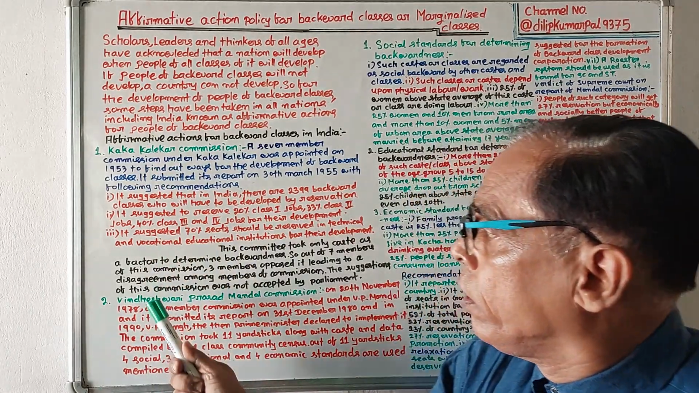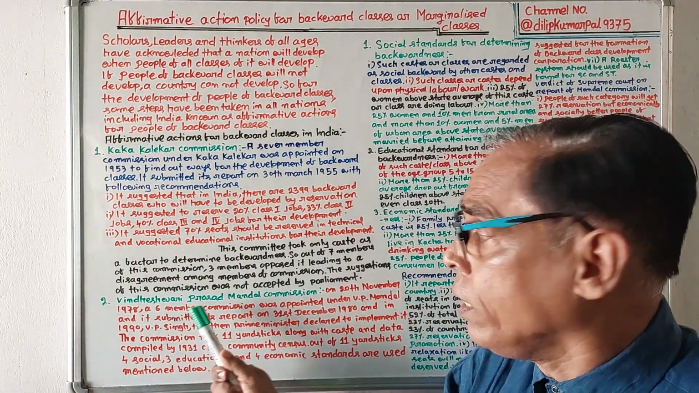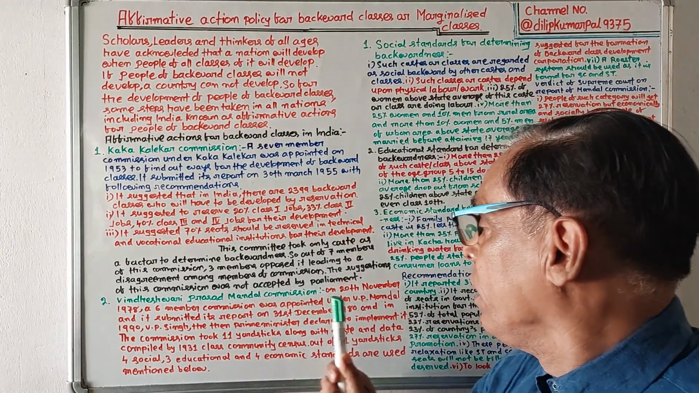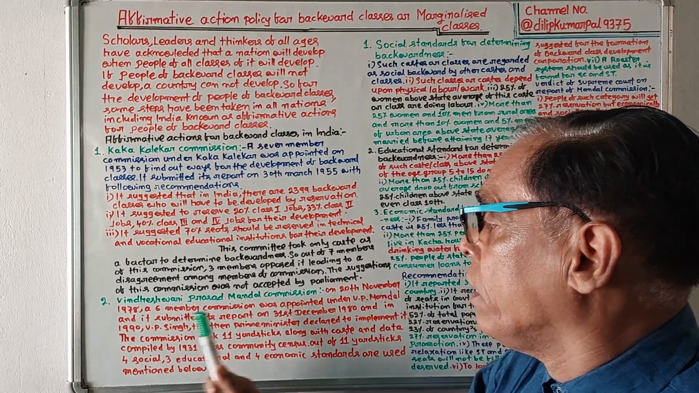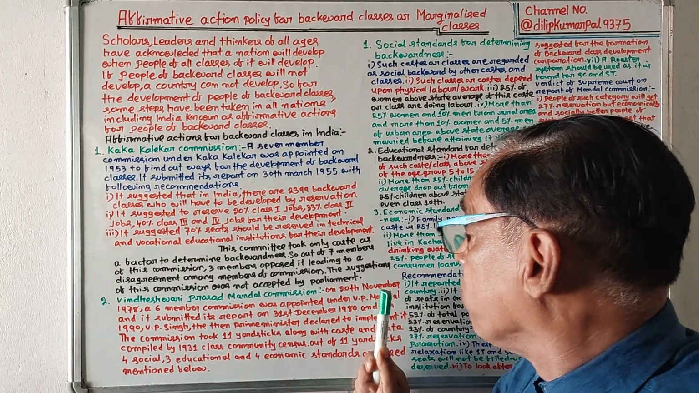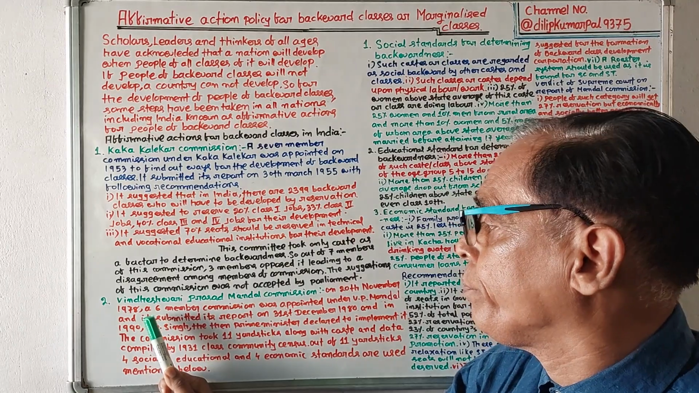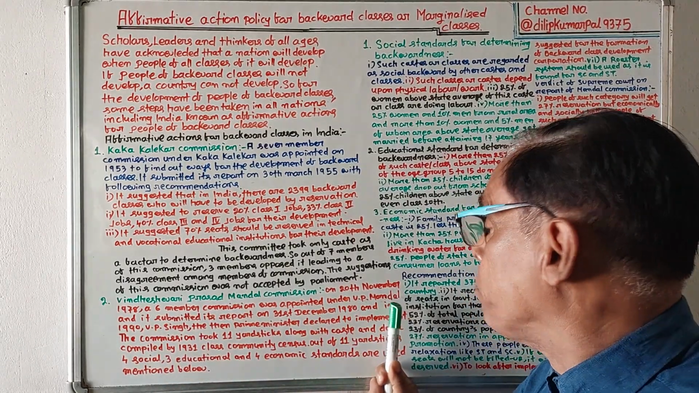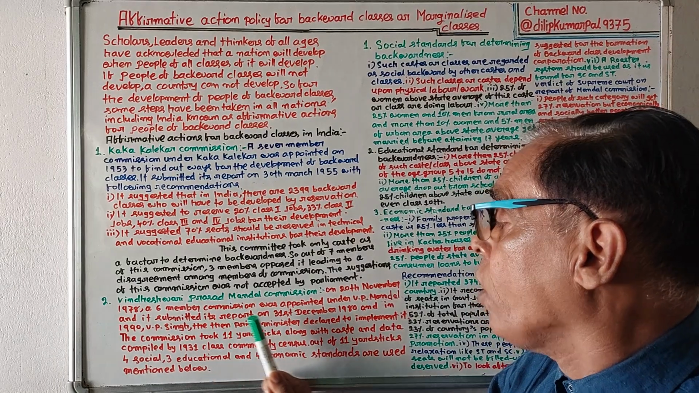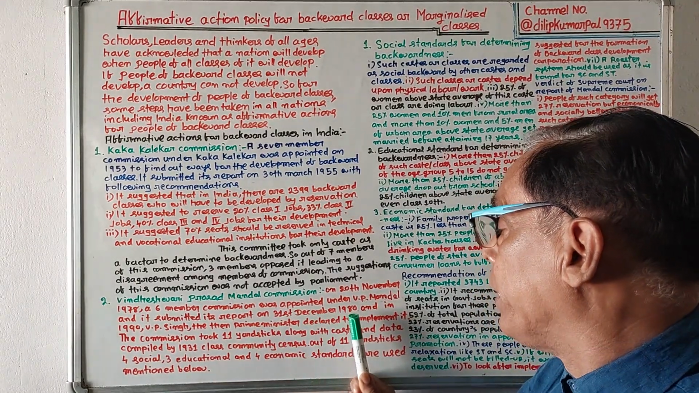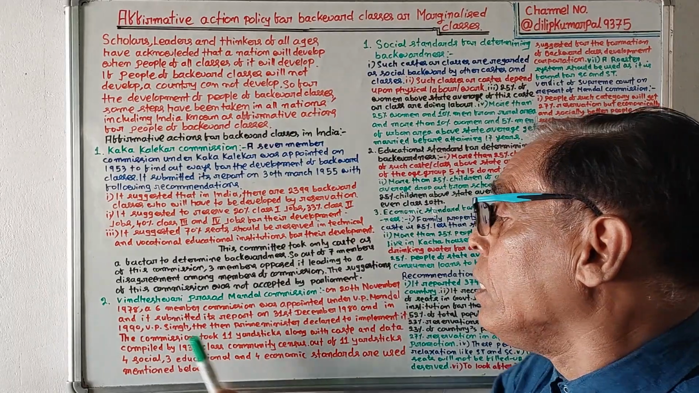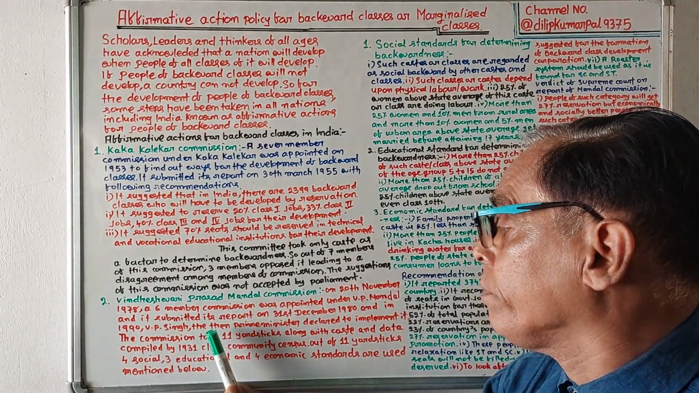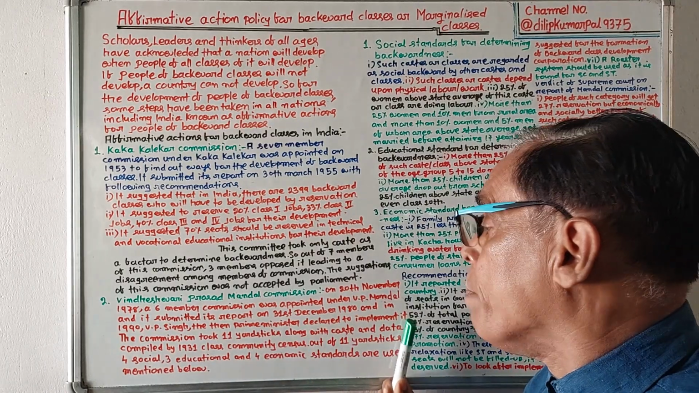Number 2, Bindeswari Prasad Mandal Commission. On 20th November 1978, a 6-member commission was appointed under Bindeswari Prasad Mandal and it submitted a report on 31st December 1980. And in 1990, the then Prime Minister of India, V.P. Singh, declared to implement it.